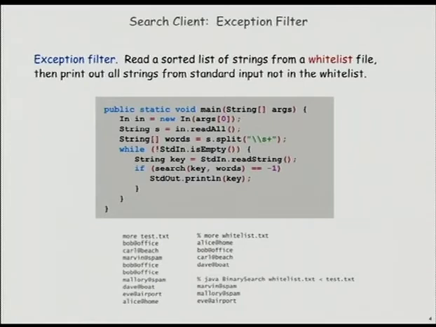So let's look at the code here. We read in the document and the whitelist, and then we go through all the words and we just find them. We look through all the words in our string: is this word in the whitelist? If not, well, then I print it out. So it's a fairly straightforward client program to use our searching algorithm.